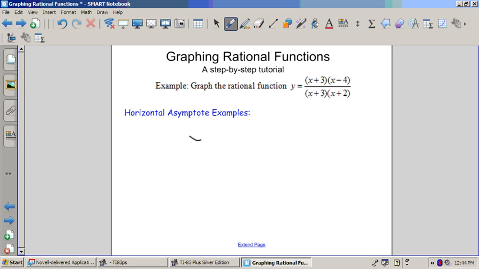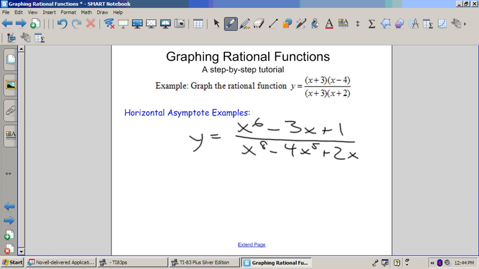What about y equals x to the 6th minus 3x plus 1 over x to the 8th minus 4x to the 5th plus 2x? Doesn't really matter. The only thing that does matter is the degree of the numerator and the denominator. The numerator has degree 6. The denominator has degree 8. So my function must be bottom-heavy. If it's bottom-heavy, my horizontal asymptote is going to be y is equal to 0.